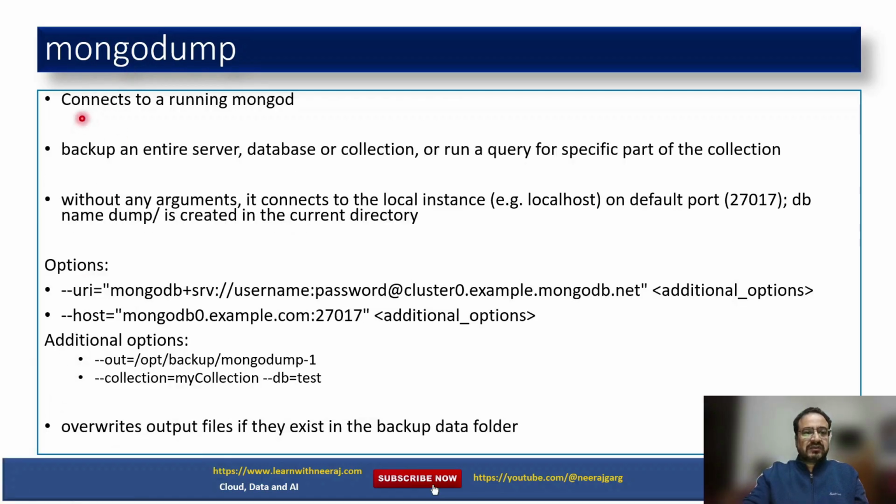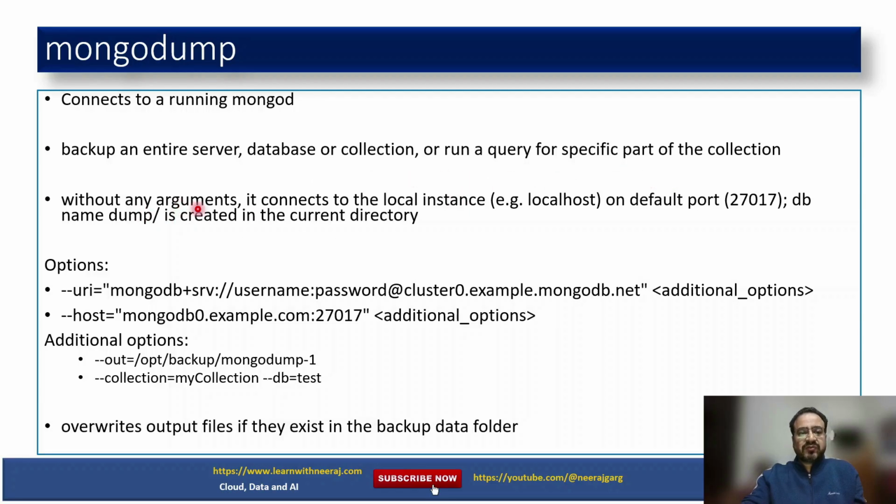Mongodump connects to a running MongoDB instance, which is the server. We can write commands to back up an entire server, a database, or a collection, which I am going to show you in the demo. We can back up the complete data on that server, or specify which database, or narrow it down further by mentioning the collection along with the database, and we can also run a specific query. I'm going to show you all this in the demo.